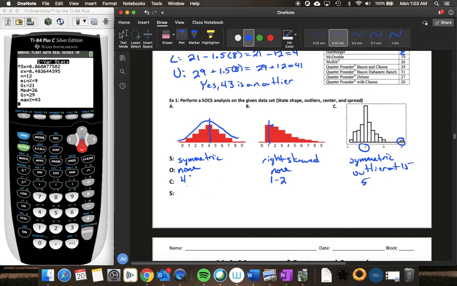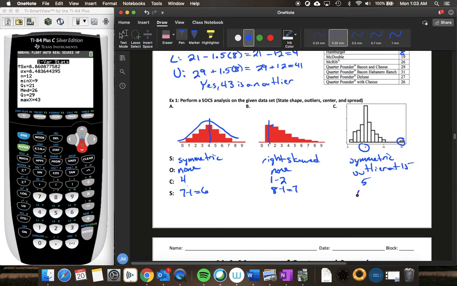For spread, let's just use the range. I think that'll be easiest to talk about. This one goes from 1 up to 7. 7 minus 1 tells us the range is 6. Here we've got 1 up to 8. So 8 minus 1 is 7. So the second one's a little bit more spread out.